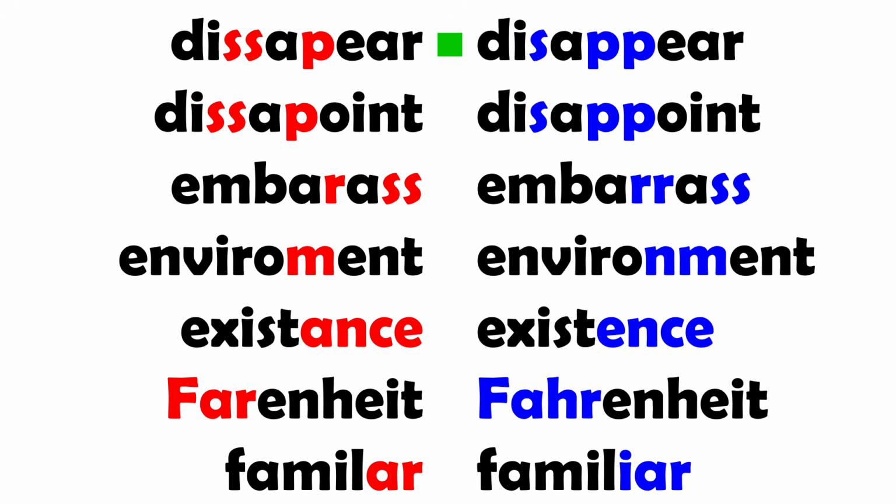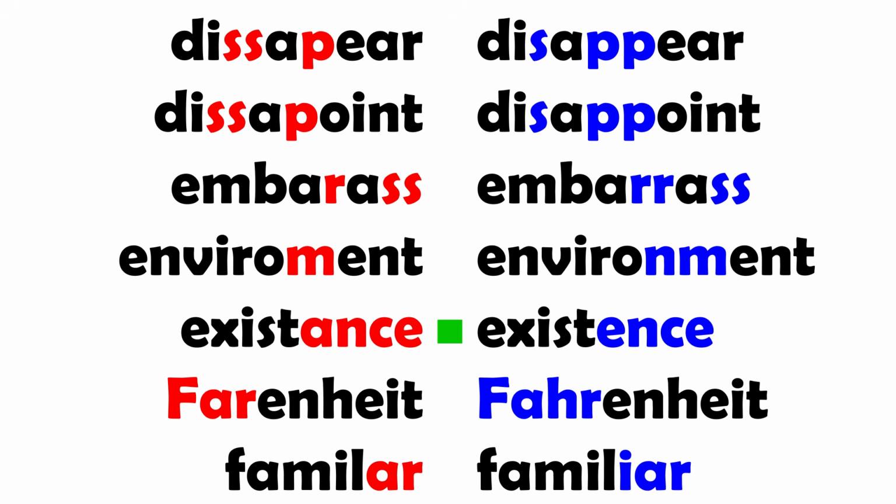Disappear. The correct spelling of disappear has 1 S and 2 P's. Disappoint. The correct spelling of disappoint has 1 S and 2 P's. Embarrass. 2 R's and 2 S's. Environment. N before the M. That's the way to spell environment.